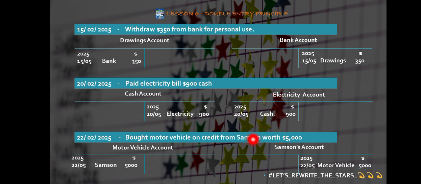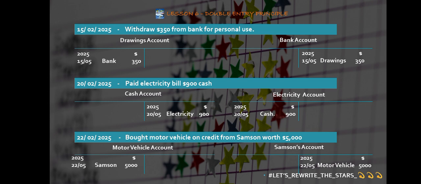Since Samsung is going to be a personal account, we are going to look at it from the angle of who is receiving and who is giving. So here they say from Samsung, that means Samsung is giving. So if Samsung is giving, the rule says credit his account. So that is why we have motor vehicle, Samsung's account recording the entry at the credit side, in reference to motor vehicle. That is $5,000. And then motor vehicle account will be debited with Samsung's reference as $5,000.